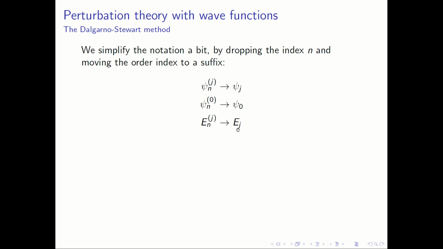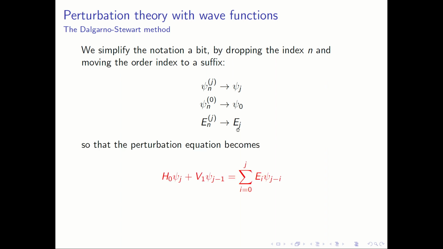So our jth order perturbation equation simplifies a bit. At least the equation stays the same. It looks a bit simpler because we have dropped a lot of the extra indices. So H0 psi j plus V1 psi j minus 1 is equal to the sum over i going from 0 to j of Ei psi j minus i. Notice that this sum really reflects the fact that each Ei comes with lambda to the i and each psi j minus i comes with lambda to the j minus i. So together they give you the power j for lambda, and you collect all such terms together on this side.